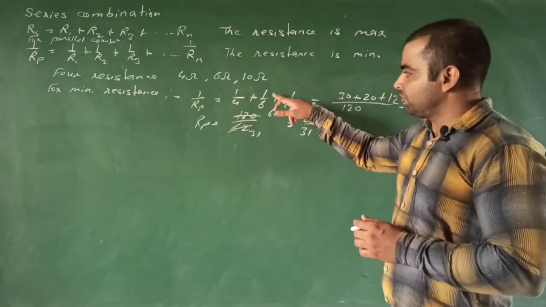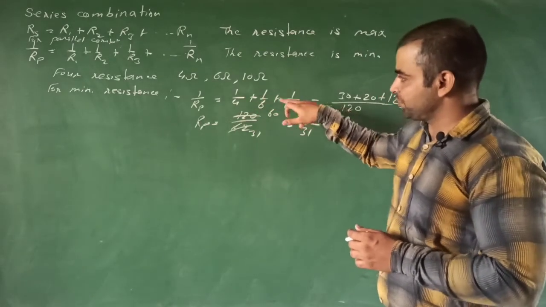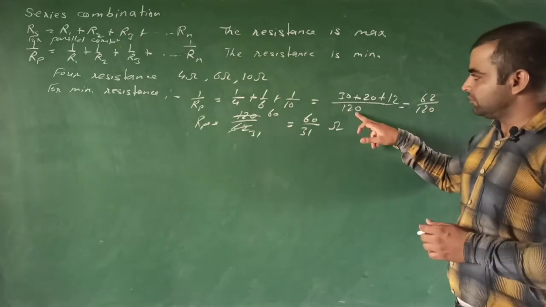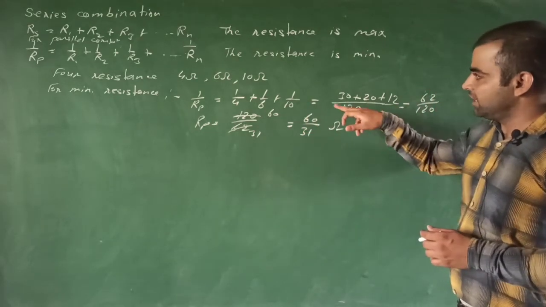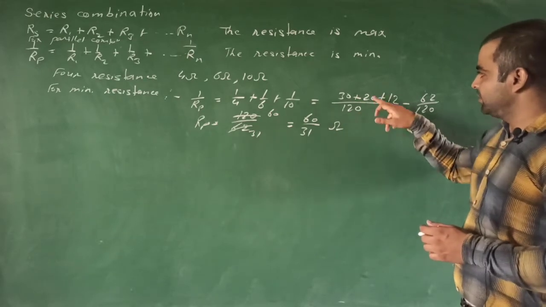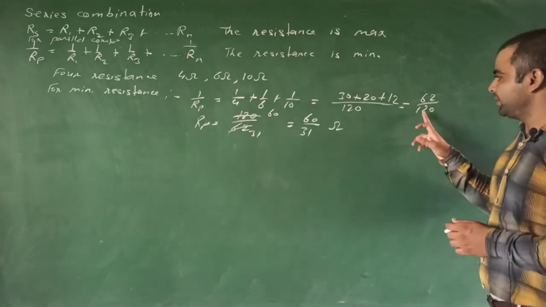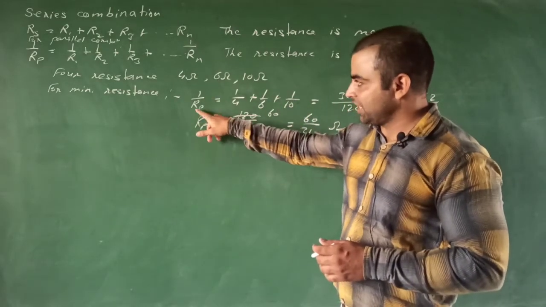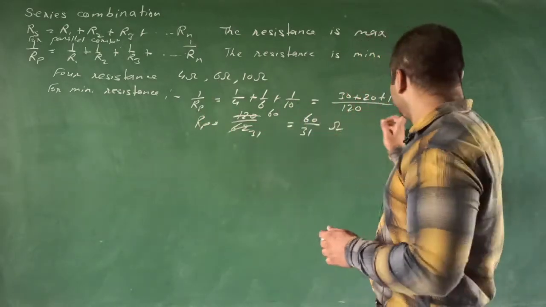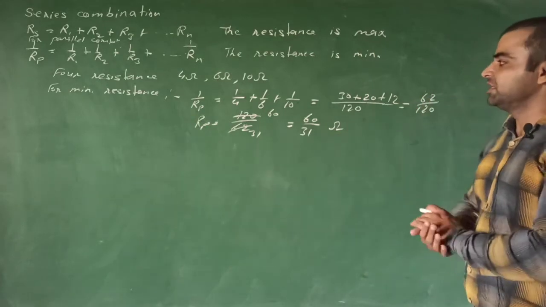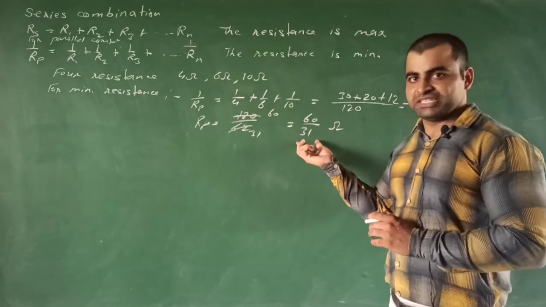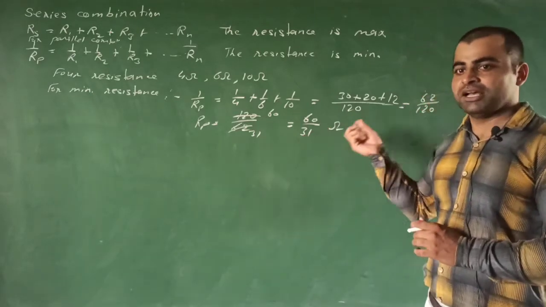1 by 4, 1 by 6, 1 by 10. LCM 120, 30 plus 20 plus 12, 62 by 120. The reciprocal of resistance will be Rp, which will be 120 by 62, or 60 by 31. You can find out the decimal places also, find it in point form.